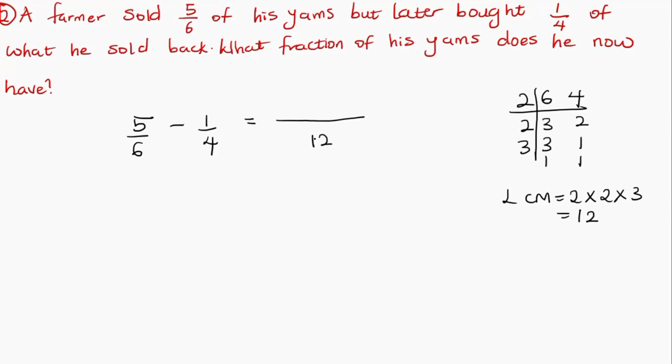Alright, so let's simply do this. 6 into 12 is 2. 2 times 5 is going to give us 10, minus 4 into 12 is 3. 3 times 1 is going to give us 3, and in total we have 7/12. That is 10 minus 3 is 7/12. So this is the fraction of the yams he has currently. Let's take a look at the next example question.